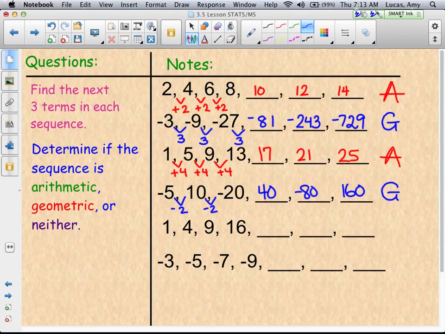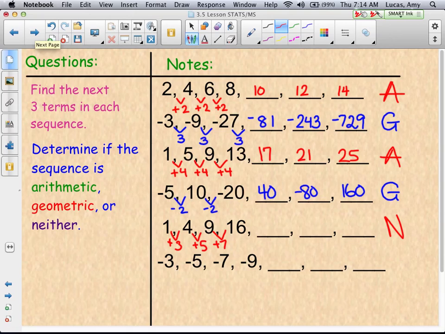All right, the next set of numbers. 1, 4, 9, 16. They're all positive, so I'm going to check and see if it's arithmetic. Add 3, add 5, so it's not arithmetic. Add 7. Okay, it's not arithmetic. Could it be geometric? 1 times 4 is 4. 4 times 4, though, would be 16, not 9. So it's not arithmetic or geometric. It's going to be neither.